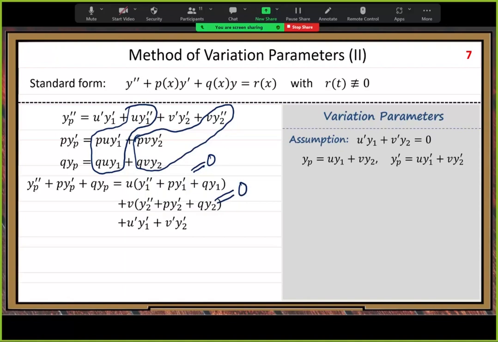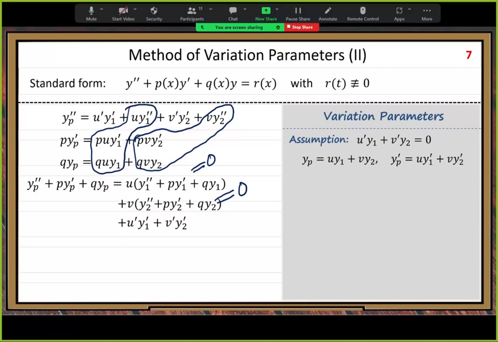After that, only these two terms are left. But this whole thing equals our function. Question: so you're saying that y1 double prime plus p y1, because it is basically synonymous with the standard form, the homogeneous form, we are allowed to say it's the same, so we can assume it's 0? Is that what you're saying?